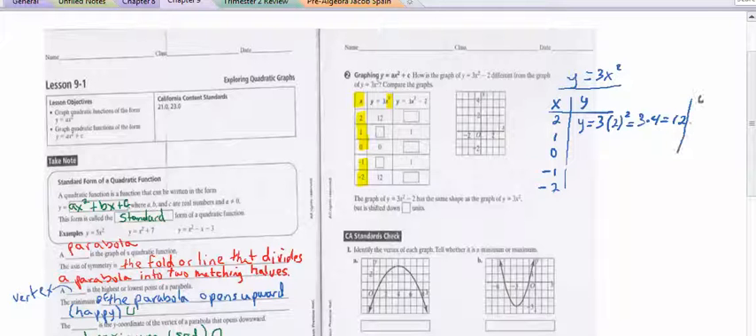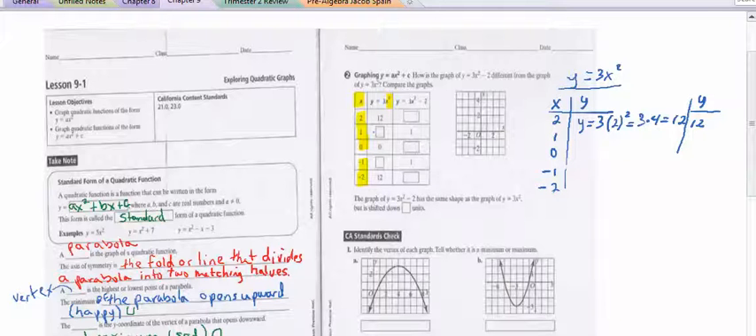This is the graph y equals 3x squared. They gave us our x values: 2, 1, 0, negative 1, and negative 2. And we're trying to find our y values. So y equals 3 times 2 squared, which is 3 times 4, because 2 times 2 is 4, which is 12. Okay, so that's our y value. Our y is 12, and that's where that 12 came from.